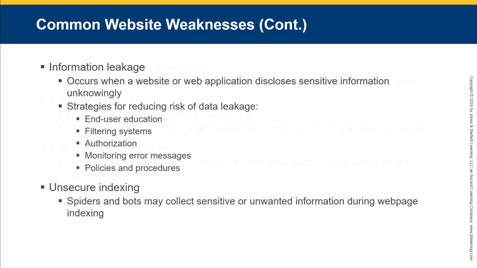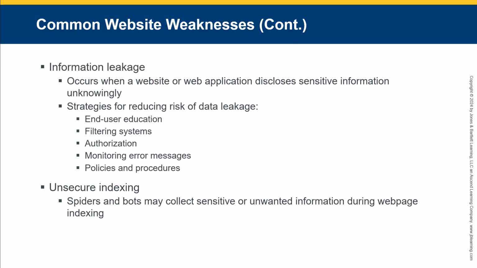Moving past that, we have things like information leakage. That's where a website or web app discloses sensitive data by accident. Strategies for reducing data leakage is basically check your equipment, check your systems. Are they updated? Verify that they're free from vulnerabilities. Do some hardening. Verify things like authorization, authentication, accounting is all there. And have some policies and procedures for testing and verification.